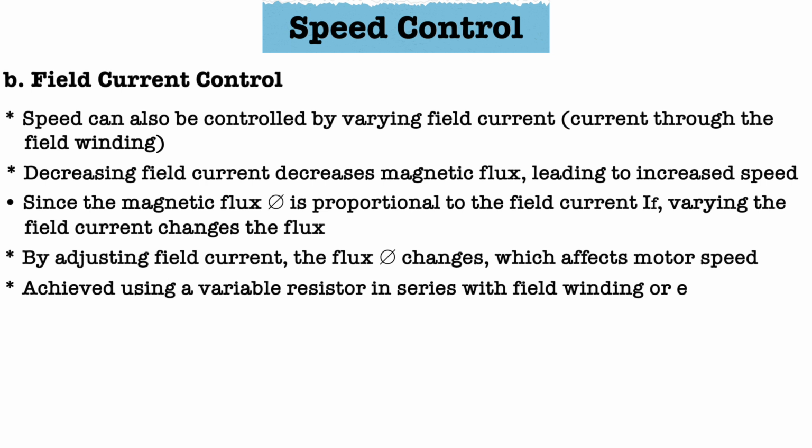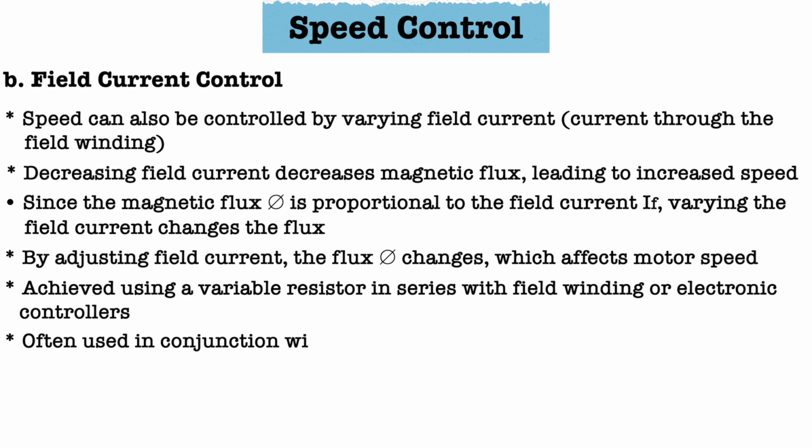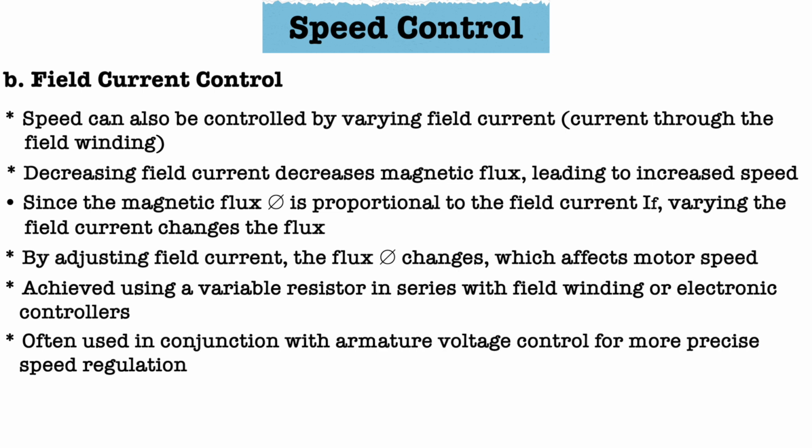This can be achieved by using a variable resistor in series with the field winding or electronic controllers, and this method is often used in conjunction with armature voltage control for more precise speed regulation.